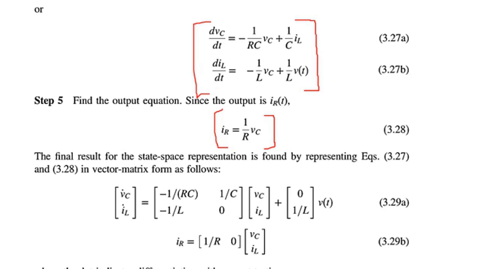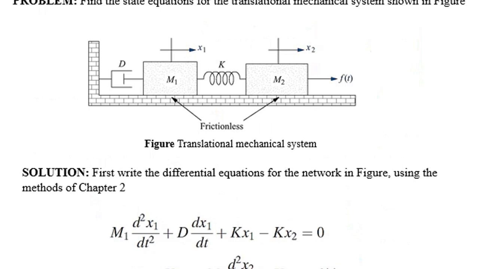Now the equations 3.27a, 3.27b and 3.28 complete the state space representation for this RLC network. As this RLC network is made up of linear components, this state space model can also be represented in matrix form. Equation 3.29a represents the state equation model in matrix form, whereas equation 3.29b represents the output equation in matrix form.